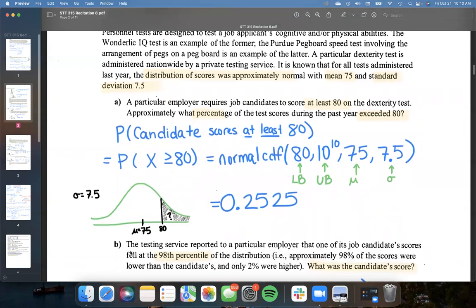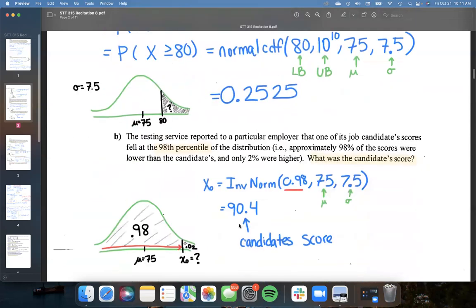The testing service reported to a particular employer that one of its job candidates' scores fell at the 98th percentile of the distribution. So approximately 98% of the test scores were lower than the candidate's and only 2% were higher. That's what 98th percentile means. So what was the candidate's score?